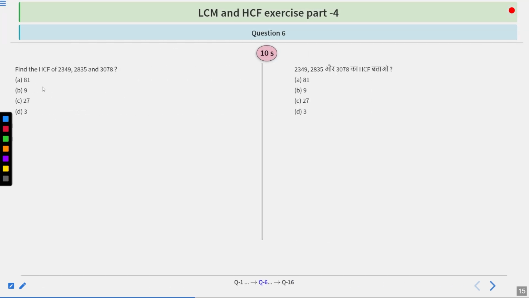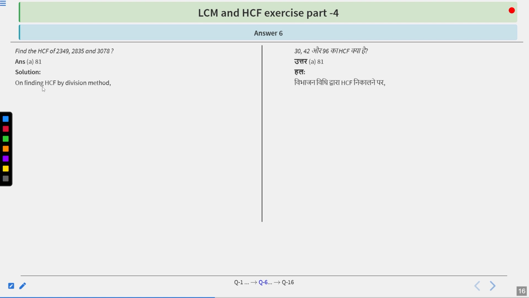Find the HCF of 2349, 2835 and 3078. These are the options: 81, 9, 27 and 3. Now, we are going to use the division method here.